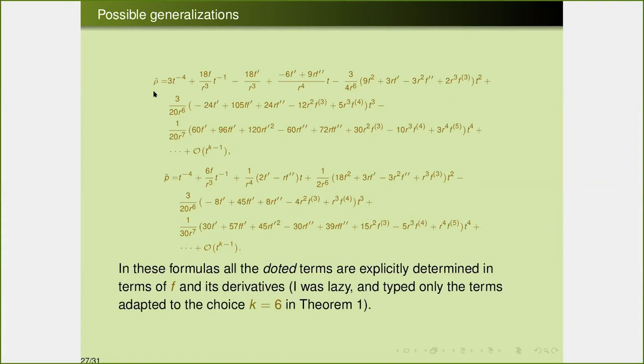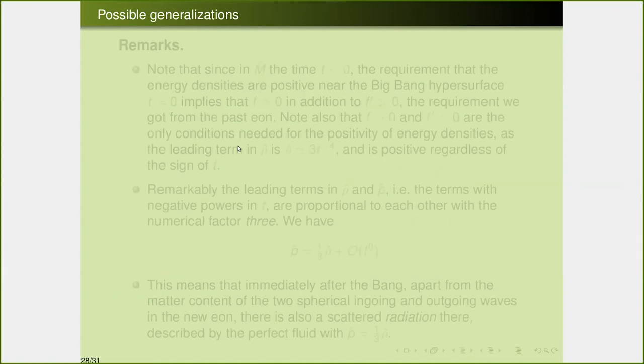So in these formulas, all the dotted terms are explicitly determined in terms of f and its derivative. And as you see, I was lazy and typed only the terms adapted to the choice of k equals six. I can do it as far as you want, but the computer is not really patient in typing. I think I was checking it to order 15, maybe. Okay, so I'm concluding.